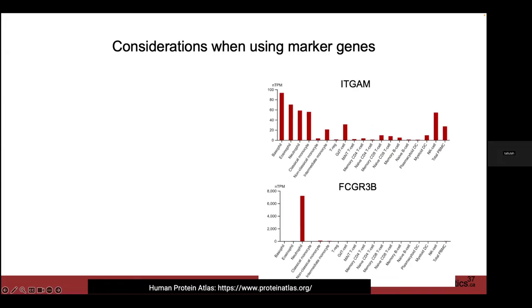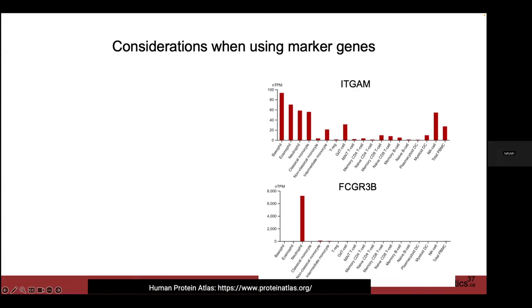So I talked a little bit about using references and how you need to make sure you have the right reference for your data set, which is still a problem for SingleR, even though they've got quite a few references available. If you're looking at a particularly unusual tissue type, SingleR is not going to be helpful for you unless you find your own reference data set.